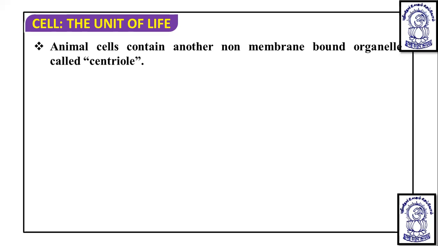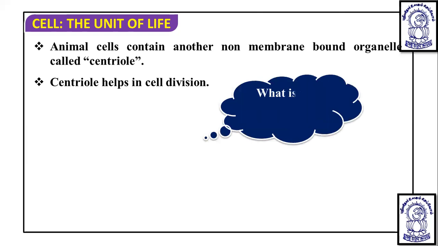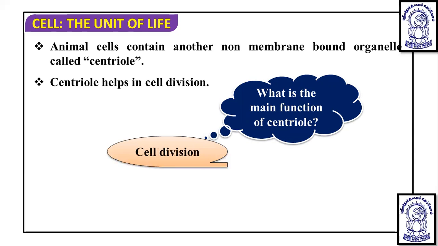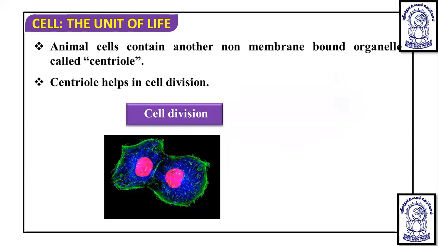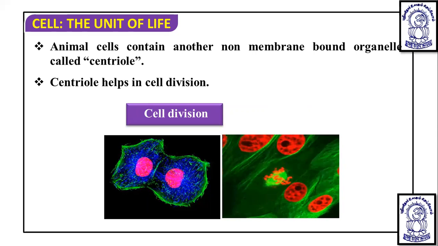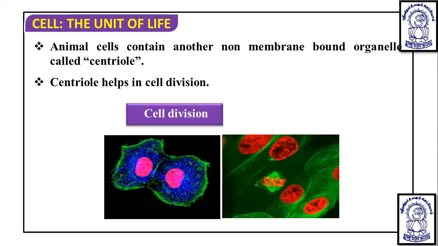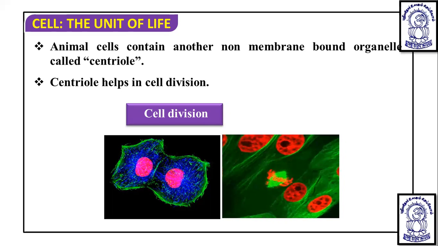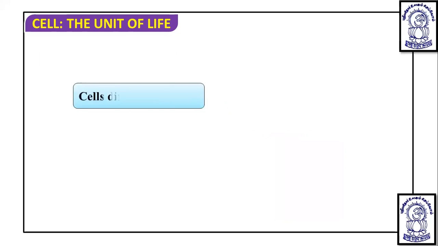The animal cell contains another non-membrane bound organelle called the centriole. We will discuss in the cell cycle and cell division chapter how it helps in cell division. So if somebody asks what is the main function of the centriole, you should answer that it helps in cell division, and in such a way the cell gets divided into two. You can see here that the cell is undergoing division and is divided into two. How this occurs, we will discuss in the cell cycle and cell division chapter.